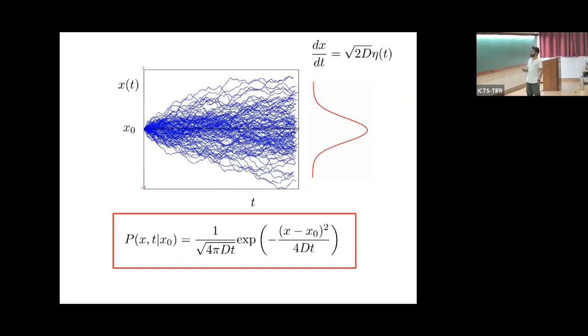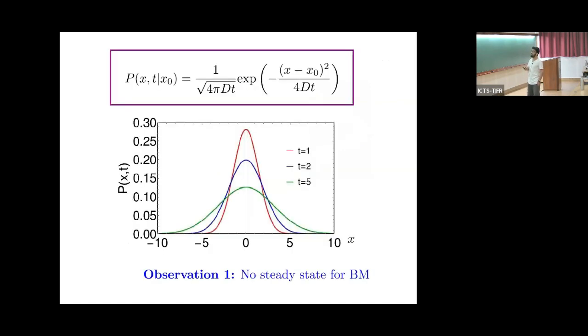And for this particular model, it is well known that this distribution to find the particle at position x at time t, starting from x0, has this Gaussian kind of form here. x0 is the initial position. And if you plot this, it has this kind of form. And as you increase time, the particle will explore the farther ends of your space. So the width of this distribution essentially increases with time.